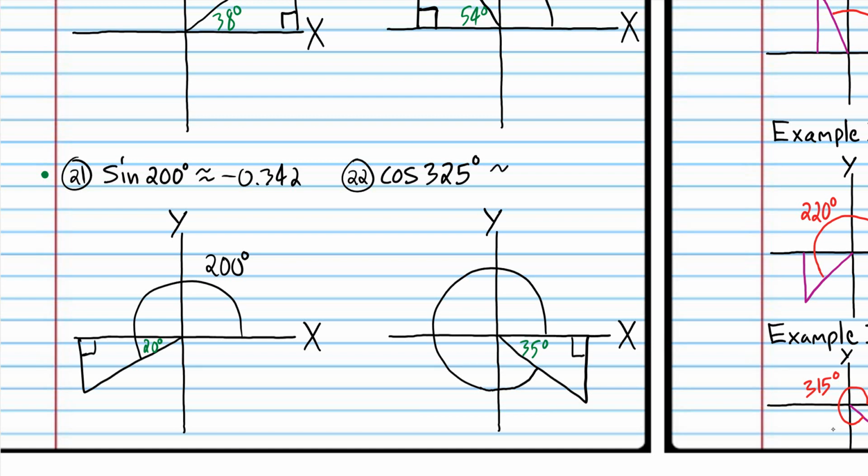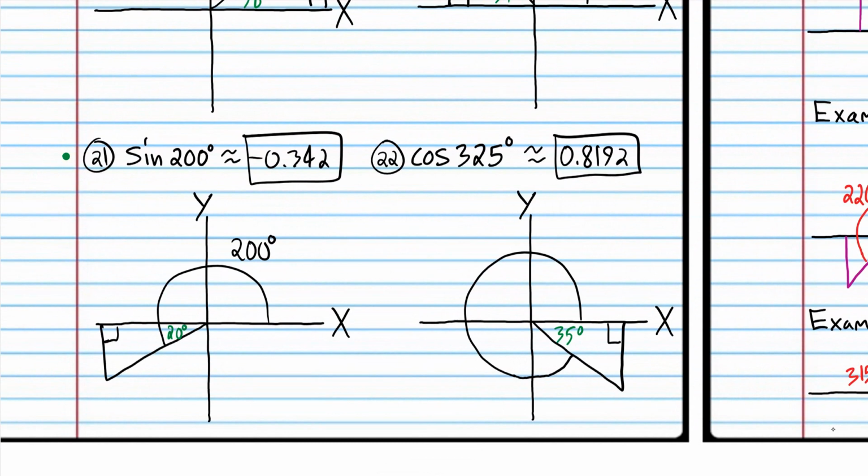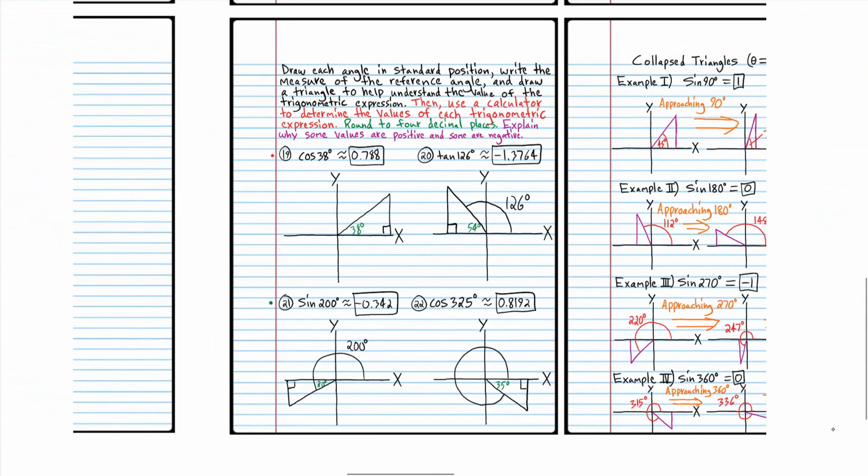And let's use the calculator. Cosine 325 degrees is 0.8192. And by the way, these are part of the answers, so we should probably rectangle those. So the reason it's positive is because cosine is the adjacent side to the reference angle divided by the hypotenuse, and both of those values are positive. This length is positive because it's to the right of the y-axis. So if you got that right, excellent.